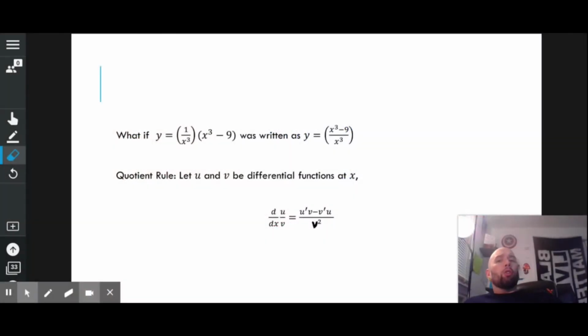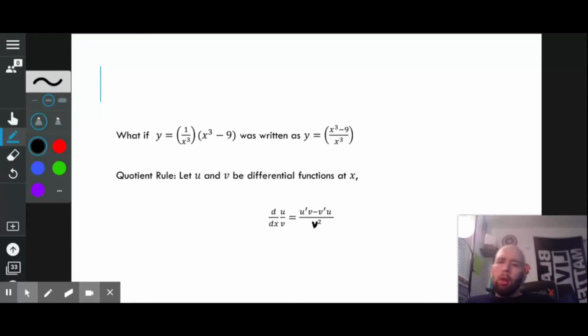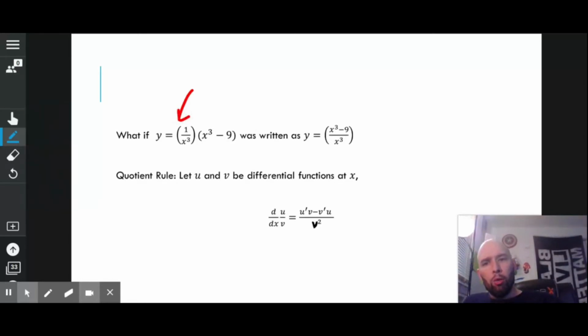Well, there's the age-old question. If we can differentiate two functions multiplied together, could we differentiate two functions divided, one divided by the other? Is it possible? Well, here we have two functions multiplied together. We have a fraction times a binomial. Normally, we would use the product rule. We would call that u, we would call that v, and then we would take it from there and plug things in.